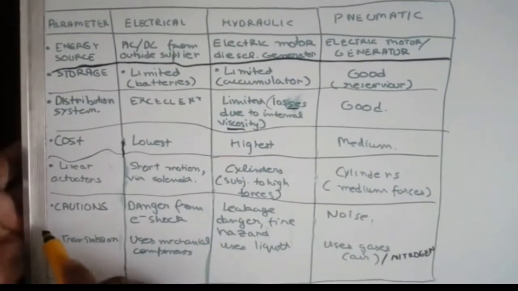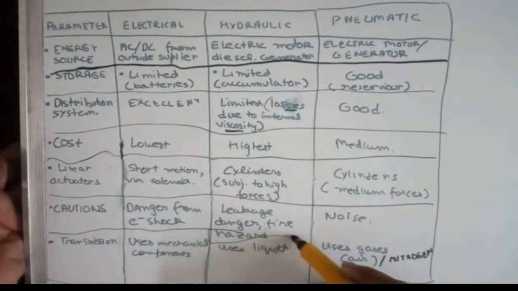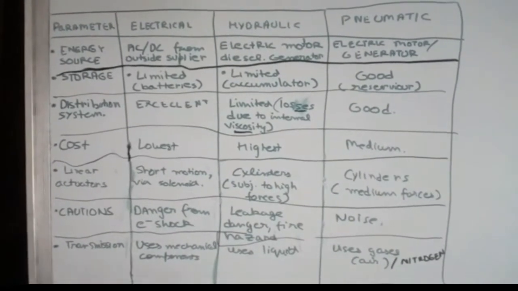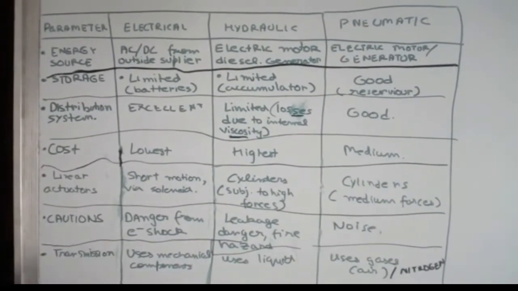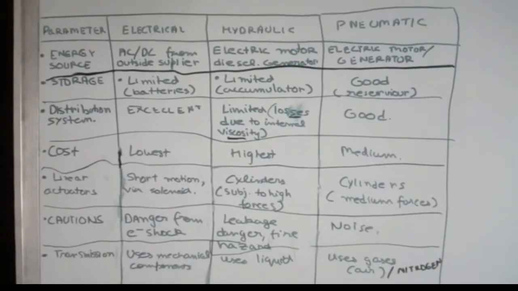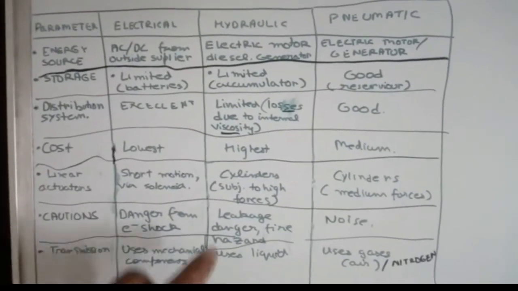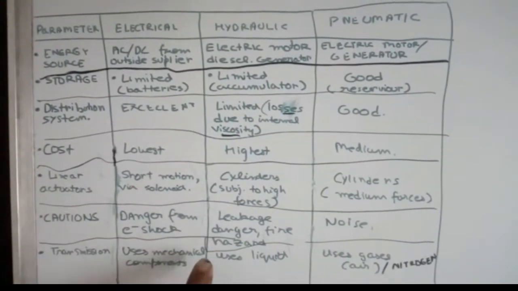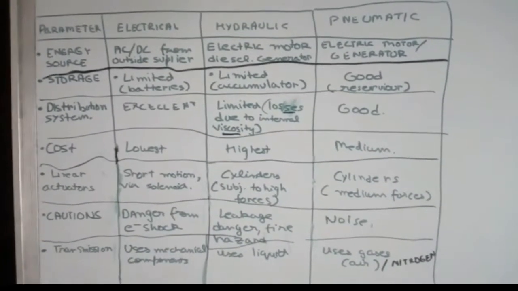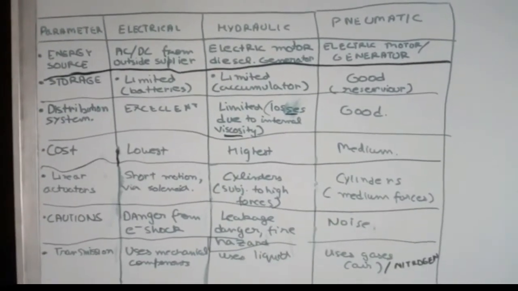Cautions. Every time we use a system, we need to be very cautious about it. The danger of electrical shocks is very common in electricals. Leakage danger: if fluid leaks, the fluid is oil, so it is flammable. If the fluid leaks, it can catch fire, so there is a fire hazard, which can be disastrous. If there is a leakage in hydraulics, it can be disastrous.